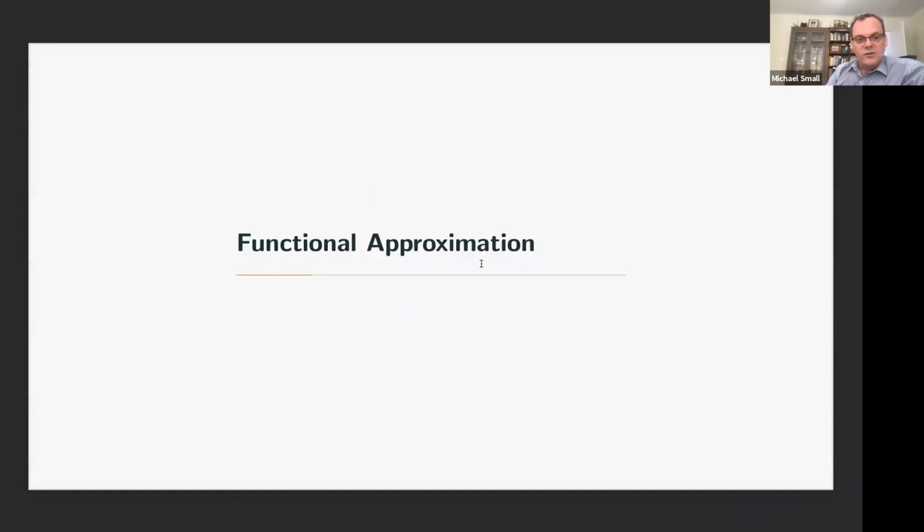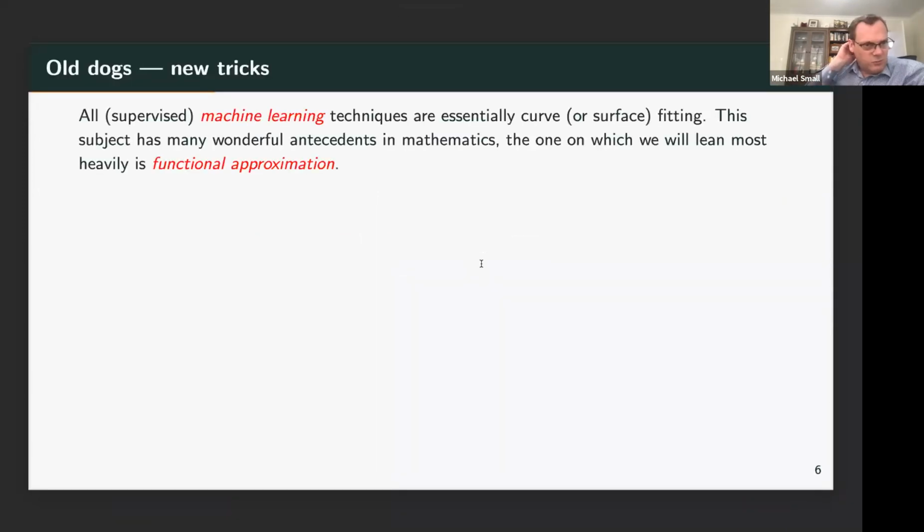This is work that I started under Alistair and Kevin's instruction way back at the end of the last millennium, for part of my PhD. It's informed the way that I've looked at machine learning since then. And I view the machine learning problems that we see as simply an exercise in curve fitting or surface fitting.